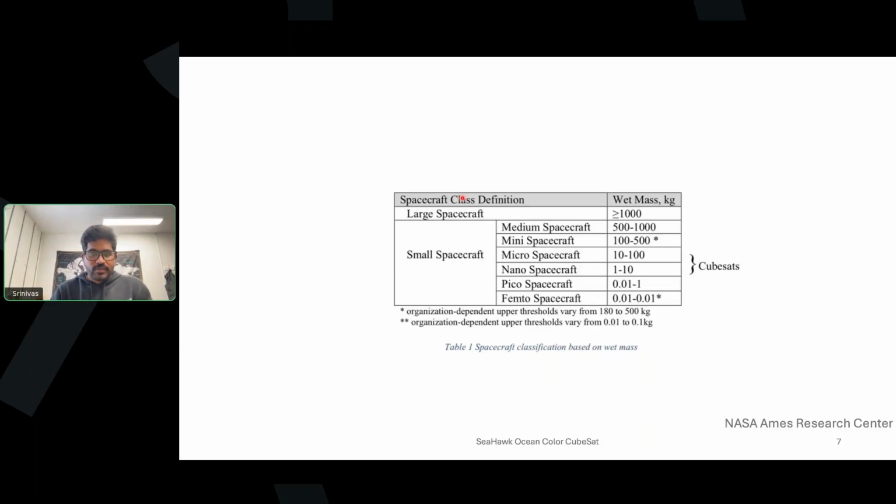Today, most of the talk will be focused on CubeSats. So CubeSats are, according to this classification, sensors which fall in the 1 to 100 kg category. So they weigh around 1 to 100 kgs, depending on the size and configuration. And most of the other sensors are either mini or mini to large.